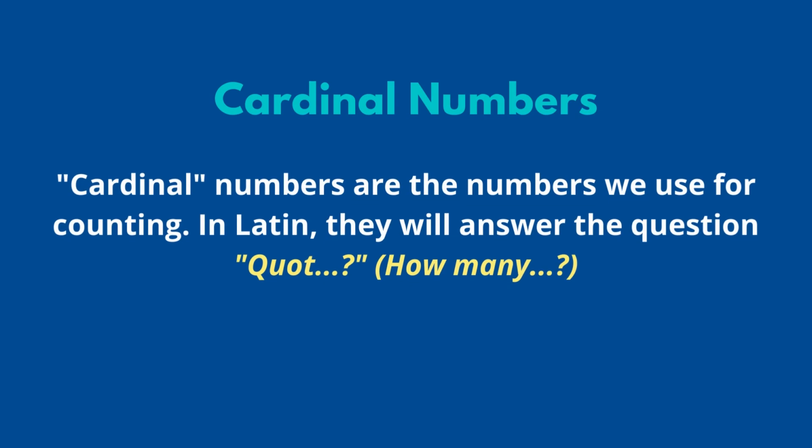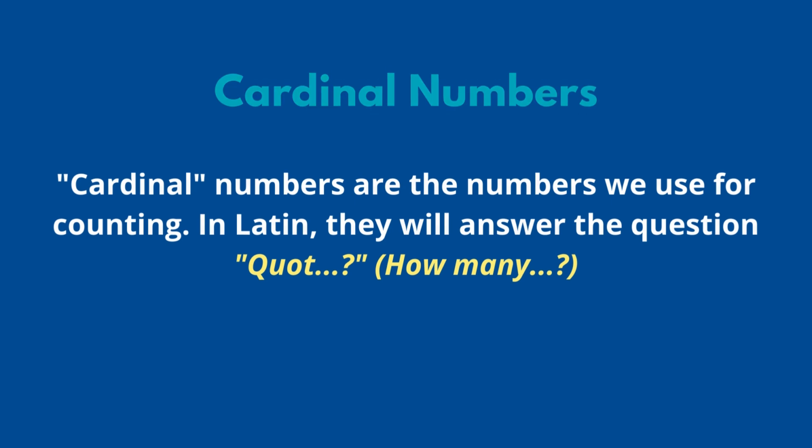So the first we're going to look at are the cardinal numbers. So cardinal numbers are the numbers we use when we're counting, right? So just in general, they are the numbers 1, 2, 3, 4, 5. And they generally answer the question, how many, or quot in Latin, right? So if you were to say, how many dogs are there? You could say there's 7 dogs, right? 7 would be a cardinal number. Okay, and that's different from an ordinal number we're going to see in a little bit, which has to do with the order of things like first, second, or third.